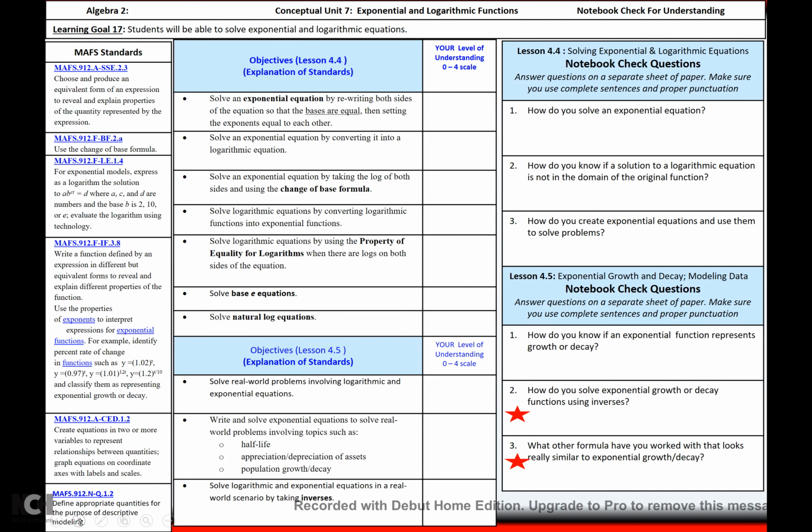Alright, so how do you solve exponential growth or decay functions using inverses? Well, like we just did, to get rid of e, we use ln. To get rid of anything else, you can log both sides or use the log, which would be base 10, either way.